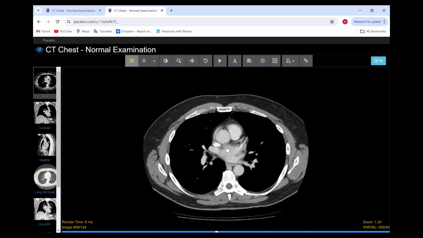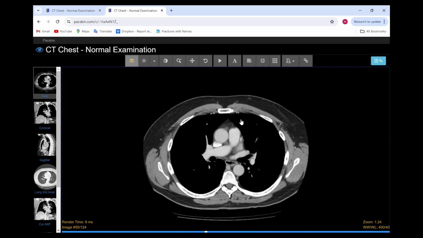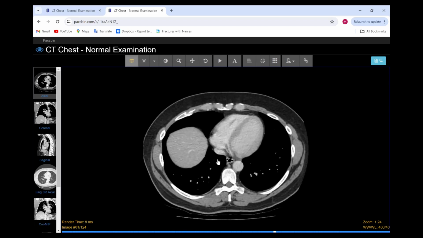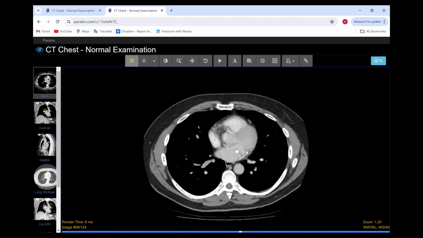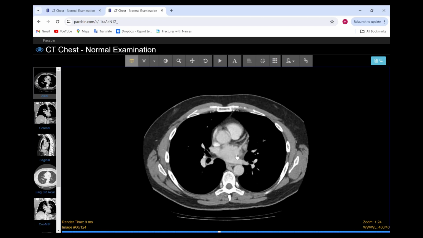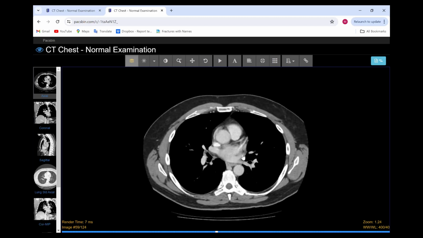Also, the aorta is joining the left ventricle. What about the superior vena cava and IVC? It is joining the right atrium here. The left atrium is involved, containing the pulmonary veins. You see here, there is a superior pulmonary vein, and this one is the inferior pulmonary vein, joining the left atrium.